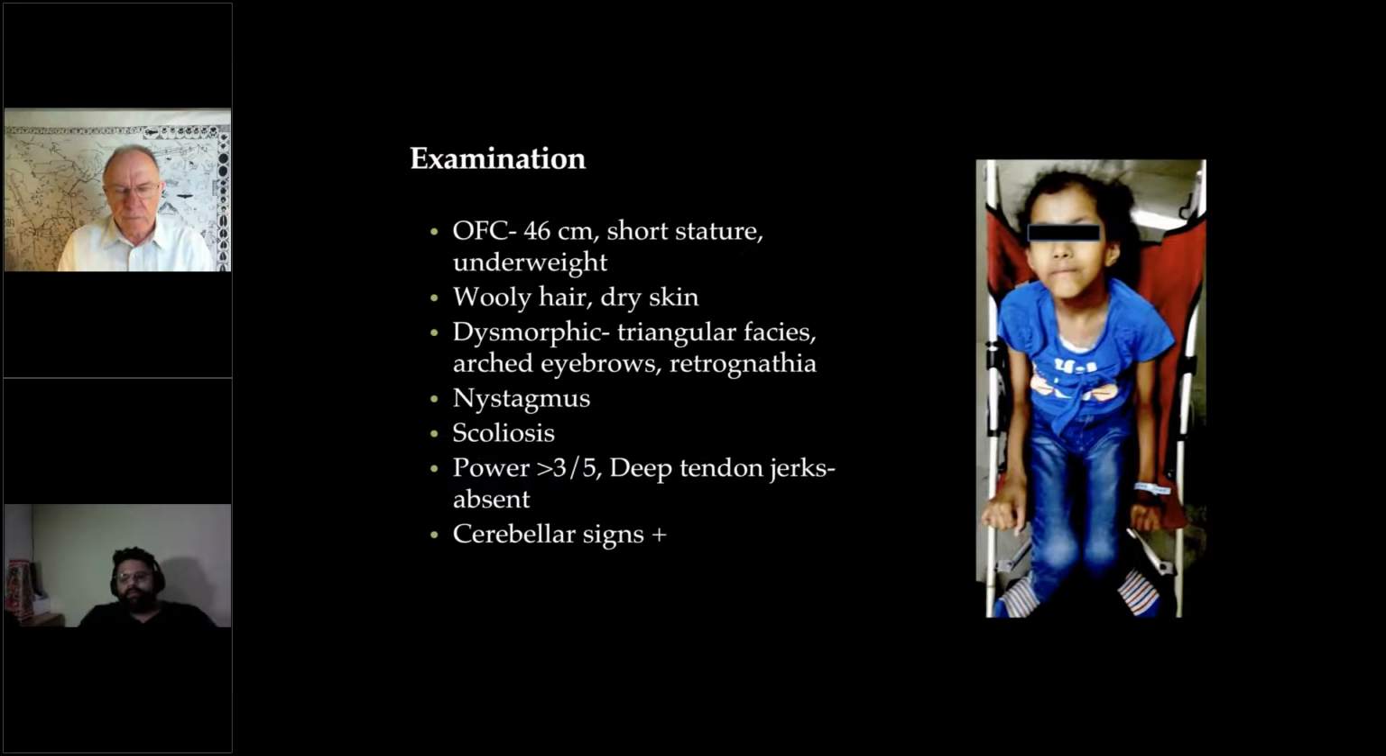So she came to us at 11 years, and at this time on examination, she had microcephaly, she had short stature, she was underweight, and in motor difficulties, she was only able to sit with support. So she had dry skin, woolly hair, and she was dysmorphic. She had triangular faces, very arched eyebrows, retrognathia. Positive findings on examination were nystagmus, fundus was normal. She had scoliosis. She had anti-gravity movements in all of her limbs. Deep tendon reflexes were absent, and she also had cerebellar signs.